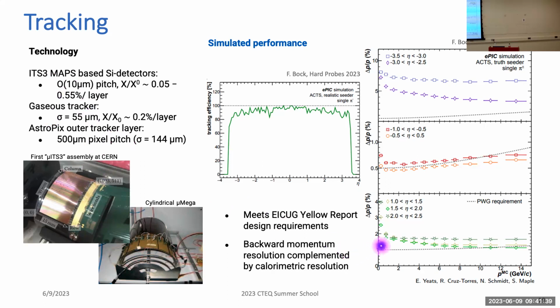So the dashed line is the requirement from the yellow report, and the measured points are the simulation of the EPIC tracker. So notice in the forward region, we do pretty good with respect to the PWG requirement. In the mid region, we do pretty good. In the backwards region, we don't do so good, right? So does that mean EPIC is doomed to fail?